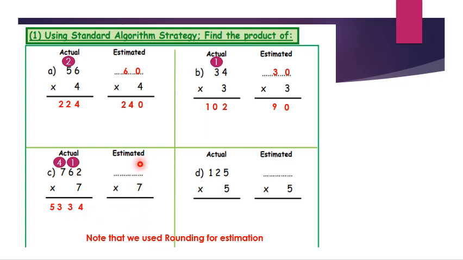Let's go to our estimated product using rounding for estimation. To the greatest place value here, it will be 7. 6 is a strong number, so 700 will be rounded to 800. 800 by 7, put down the two zeros, then multiply 8 by 7 equals 56. Our actual product is 5,334 and our estimated product will be 5,600, which is reasonable.